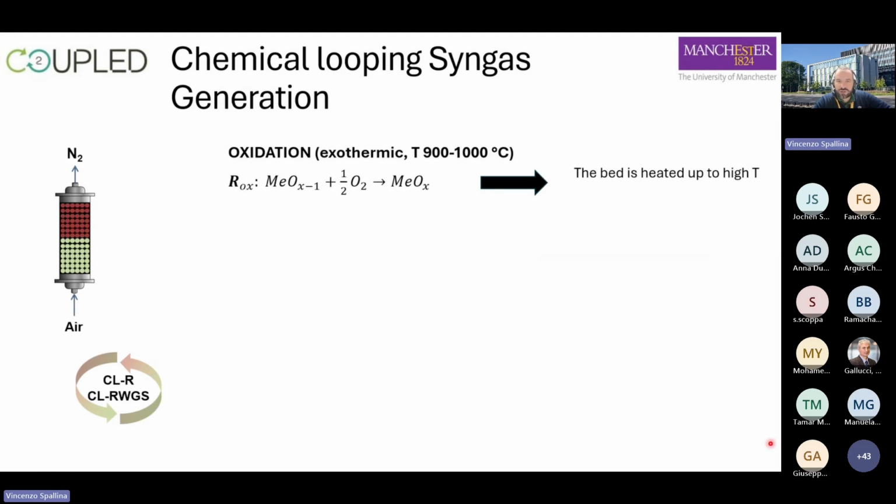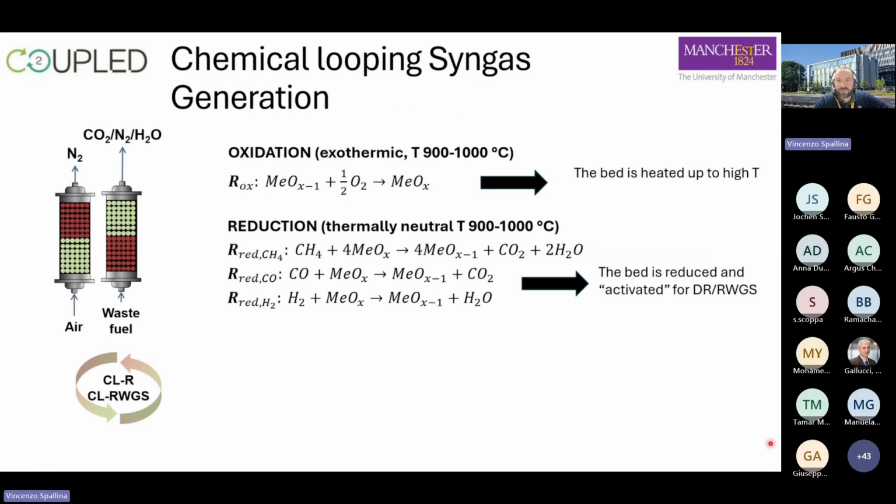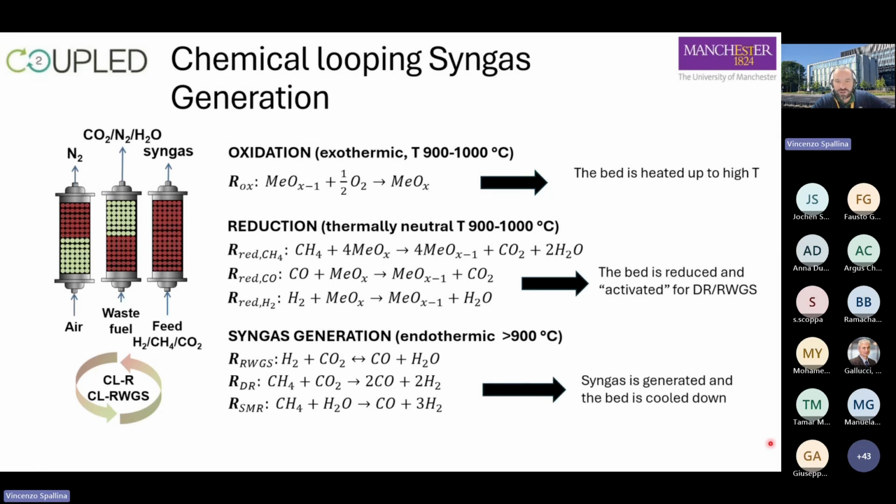So we have a set of reactions. Oxidation is highly exothermic and primarily used to generate high temperature solid in the bed. The reduction, which is in this case carried out with different gases, is primarily needed to reduce the material and make it ready as a catalyst. For the final step, the syngas generation, endothermic reactions occur, so the syngas is generated. At the same time, the temperature of the bed drops down again, ready for the next oxidation.